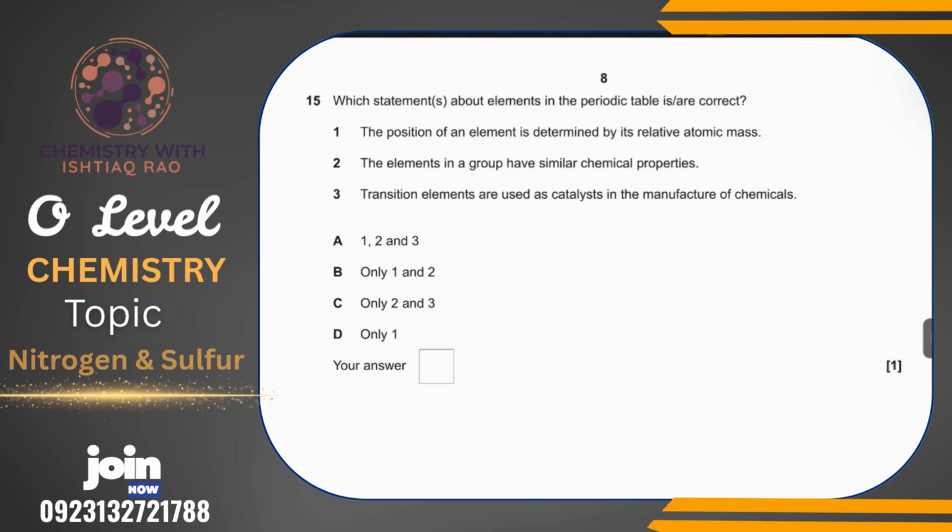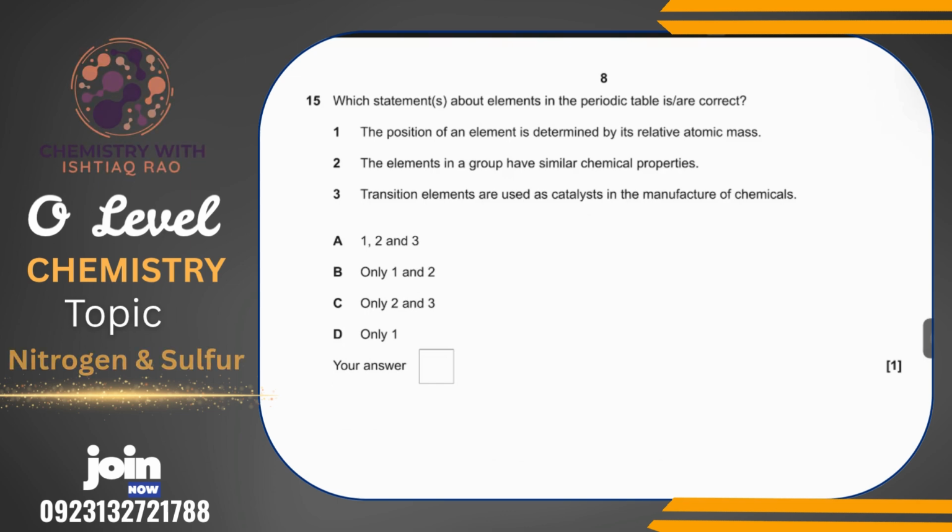That's the reason group 1 has different chemical properties, group 2 has different chemical properties, but in the same group, whether it's group 1, 2, 3, 4, 5, 6, 7, they would have the same chemical properties because in the same group, all elements are going to have the same outer electrons. That's why statement 2 is correct.